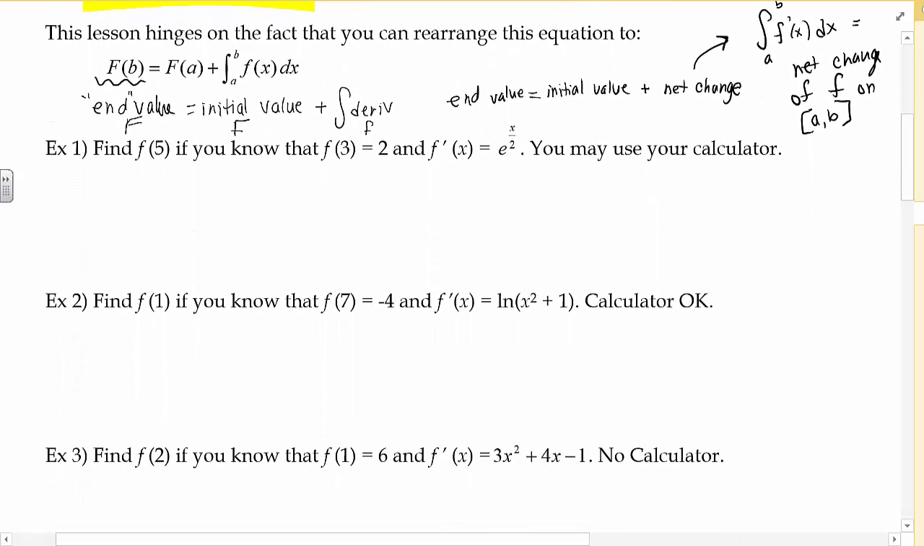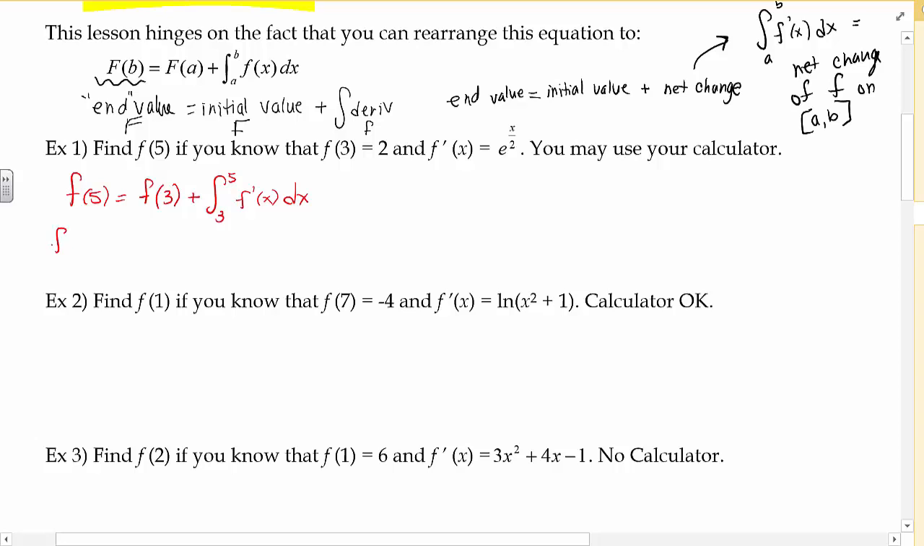So let's talk about this in a couple different contexts here. Find F of 5 if you know that F of 3 is 2 and F prime of x equals e to the x over 2. You may use your calculator. All right, so F of 5 is going to be F of 3 plus the integral from 3 to 5 of F prime of x dx. The value at 5 equals the value that I know about, which happens to be F of 3, plus the integral from 3 to 5 of F prime. My ending value equals the initial value plus the net change on a given interval.